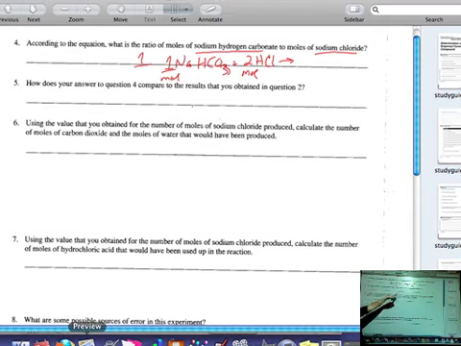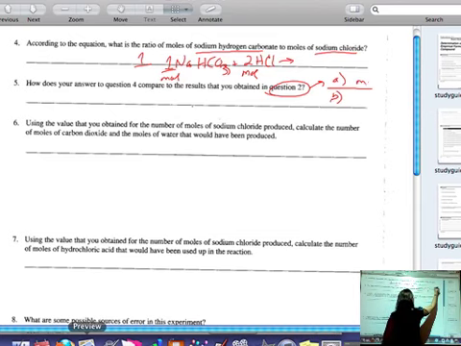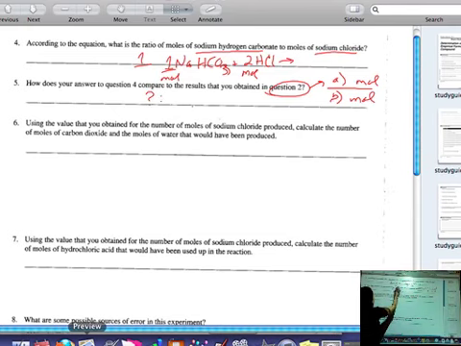And then comparing your answer would be taking what you got from question 2. Question 2 had part A and part B. Okay, so you're going to divide those moles by each other to come up with some ratio to 1. Okay, so you're going to compare this one to this ratio down here, okay, using question 2. Okay, hopefully it's similar. Hopefully. Okay? Using the value you obtained for the number of moles of sodium chloride produced.